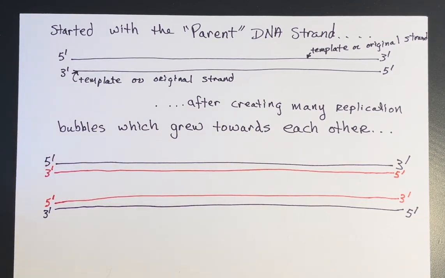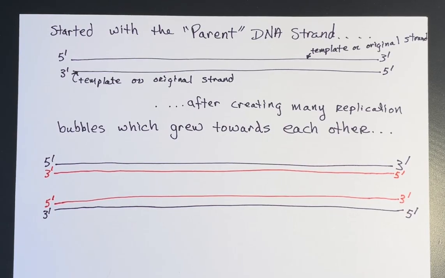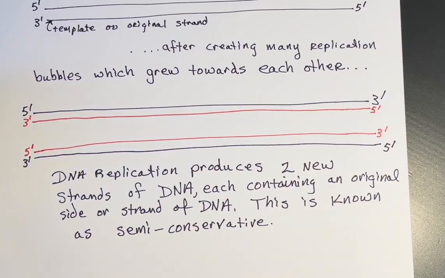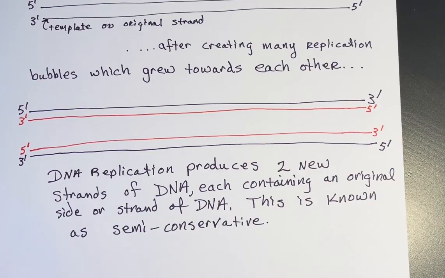So both new strands of DNA have an original. So because of this, DNA replication, the product is known as being semi-conservative. Half of the DNA, the original DNA molecule, is retained or conserved. So DNA replication produces 2 new strands of DNA, each containing an original side or strand of DNA. This is known as semi-conservative.